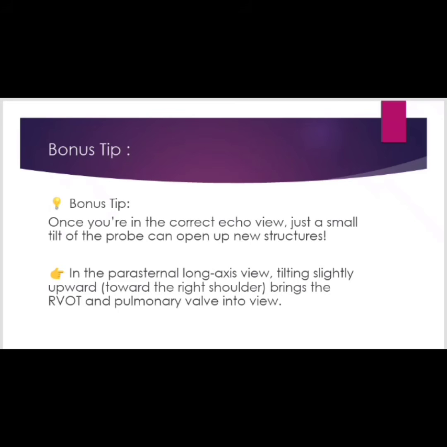Apart from this, there are some other echo views. Here I will tell you about one more view as a bonus tip. Once you are in the correct echo view, just a small tilt of the probe can open up new structures. For example, in the parasternal long axis view, tilting the probe slightly upward towards the right shoulder brings the RVOT and pulmonary valve into view.